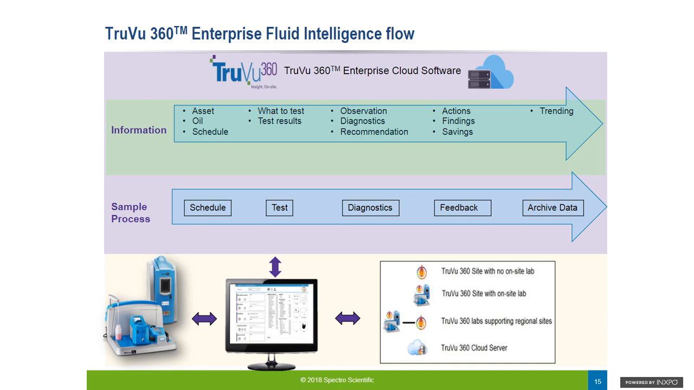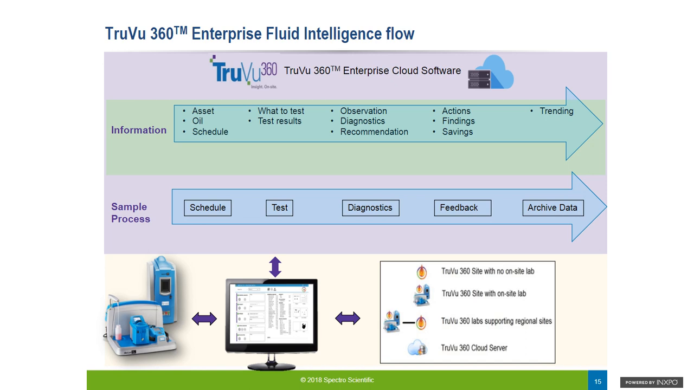The other flow, if you will, is the information flow up top, where you have your asset database set up with a reference oil attached to it, and your schedule. You may then have your test results from the measurements, and the recommended actions to take based upon those measurements when comparing them to the alarm limit thresholds you've set, and finally actions, findings, savings, and closing that loop. And what did you find when you executed that work order to bring out a filter cart and clean up the oil a bit?